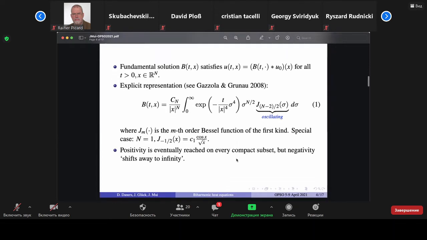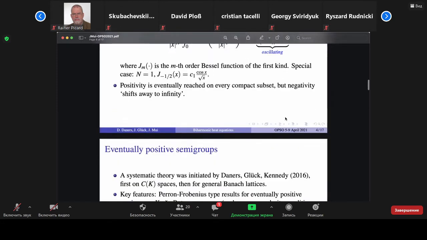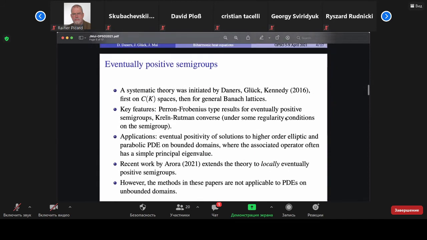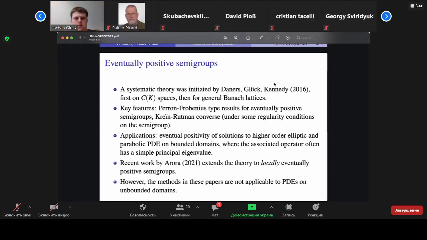So here we have some very explicit work using the formula for the fundamental solution, and they do very detailed analysis of this kernel. But from another perspective, we have as motivation a rather recent theory of eventually positive semigroups.